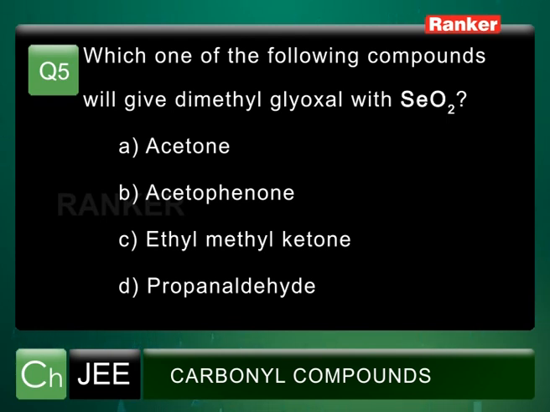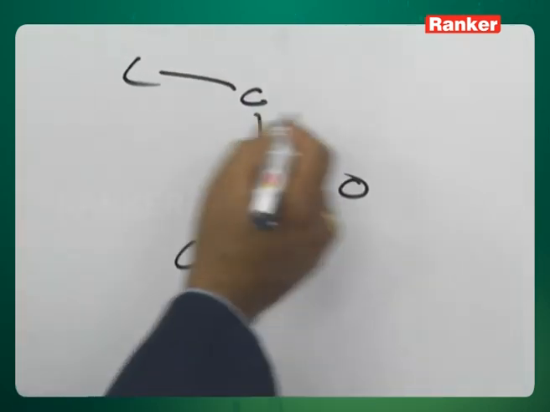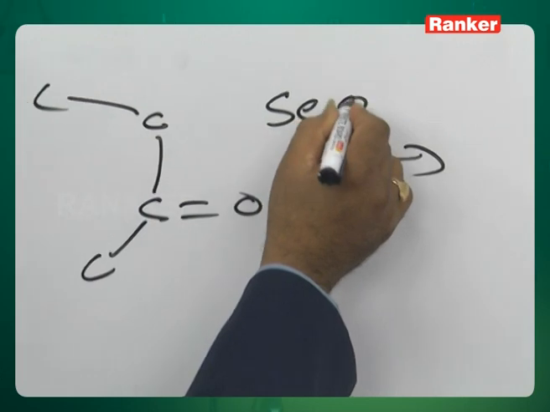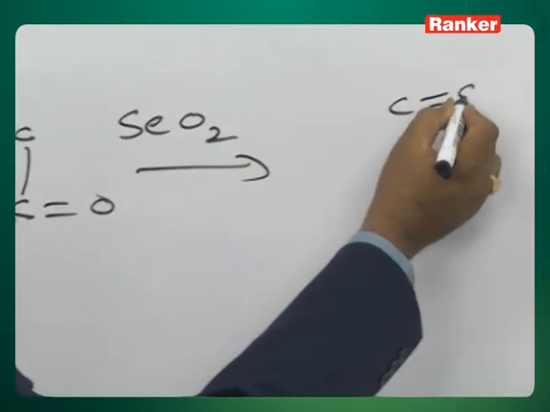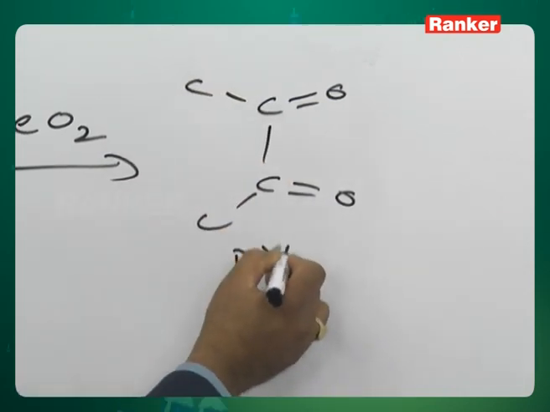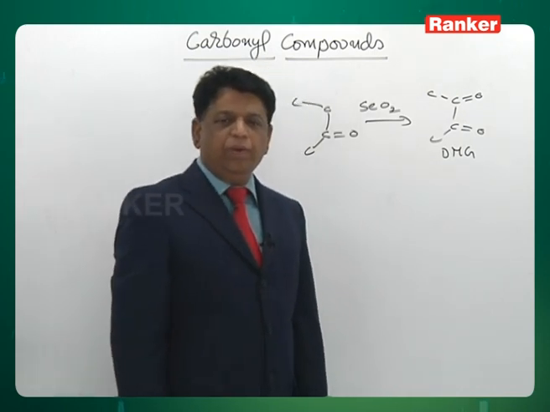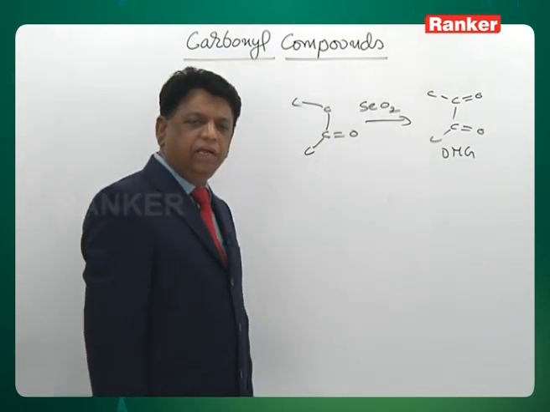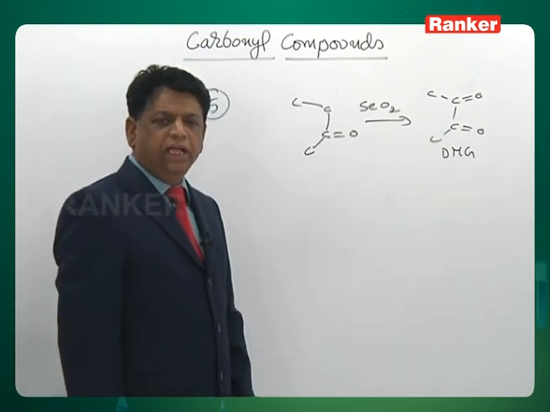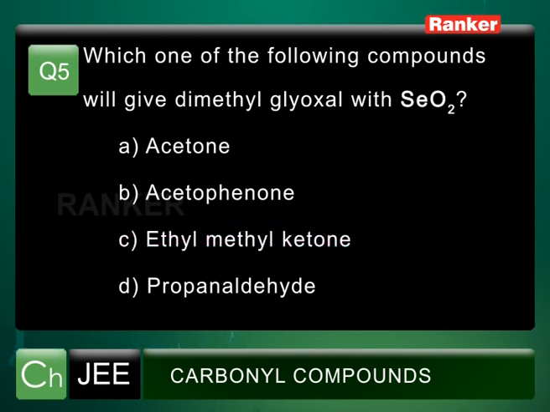Acetophenone will give a phenyl glyoxal. Ethyl methyl ketone means one side you have a methyl and the other side you have an ethyl. So, when selenium dioxide is added, that also will become a ketone. So, this is a glyoxal containing two methyls. So, this is nothing but the dimethyl glyoxal. So, this is the right answer, ethyl methyl ketone. Propionaldehyde will again give methyl glyoxal. So, only the expected answer is ethyl methyl ketone. So, answer is C therefore.